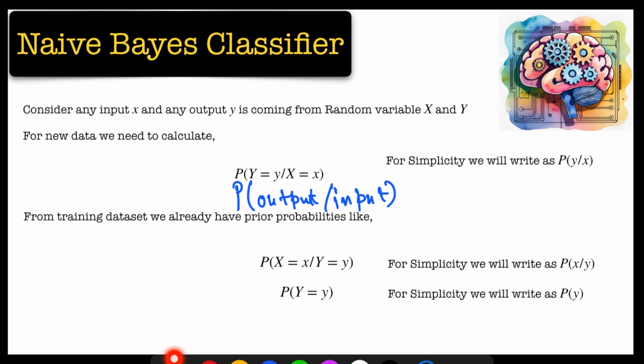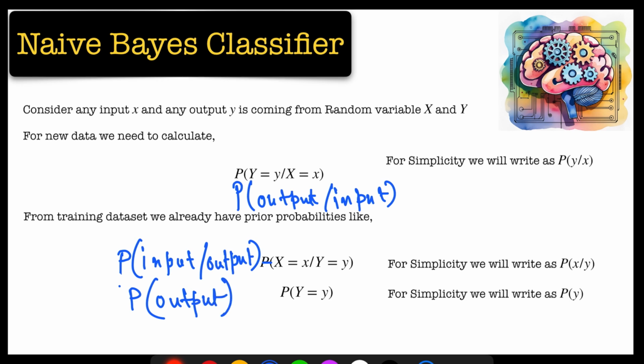This we need to calculate, but from the training data set we already have the prior probabilities, like probability of capital X equals x given capital Y equals y, which for simplicity we are writing as probability of x given y, and this is probability of y. Now this is actually the probability of input given output class, and the second one is the probability of the output class, right? So these two we can calculate from our training data set as well. For any output class we know the input, so this probability we can calculate. Also the probability of any particular output class, that we can also calculate from our training data set. So we have to calculate this one using our Naive Bayes classifier.